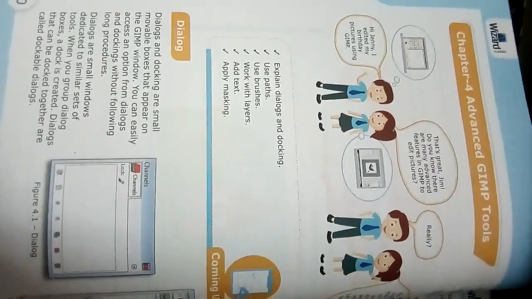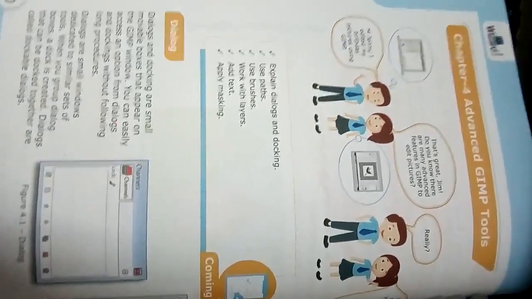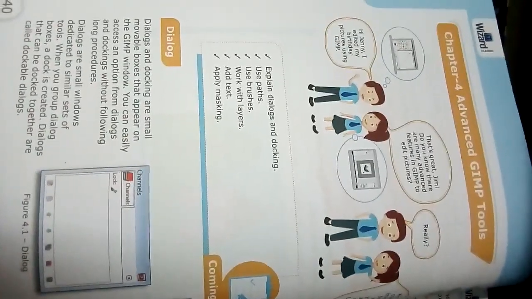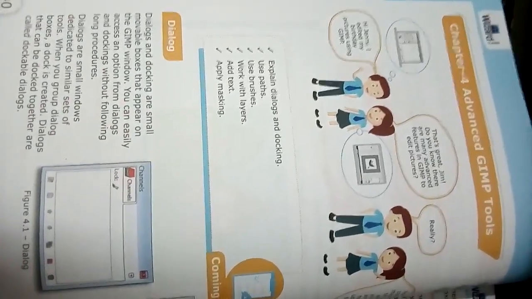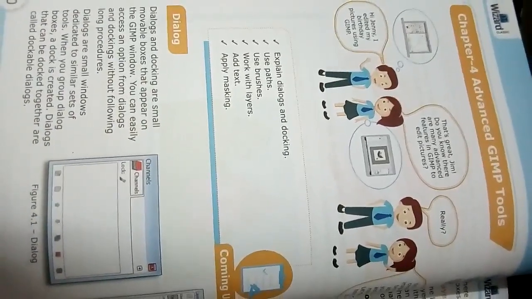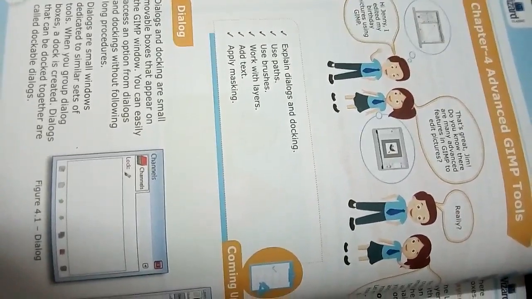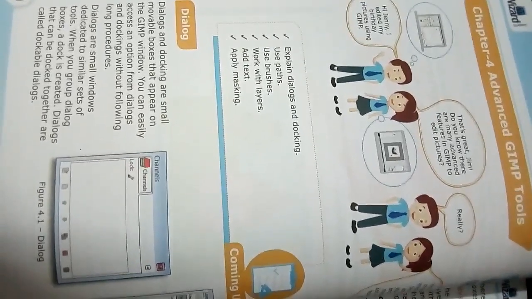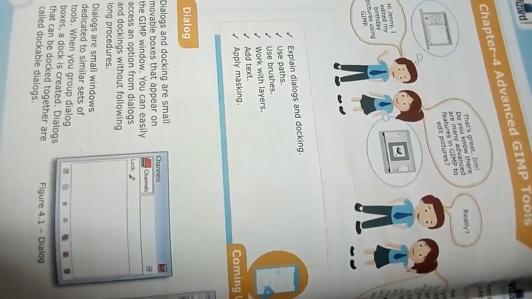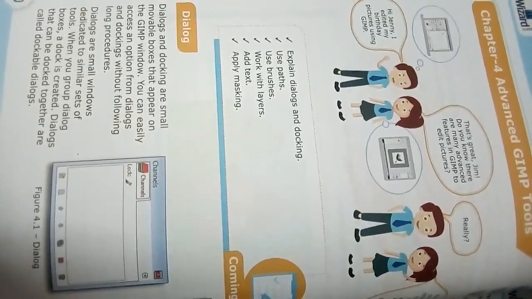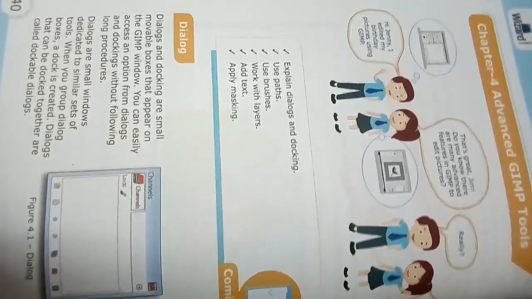Okay, so today we will start the new chapter, advanced GIMP tools. Here you can see the different types of dialog boxes, and docking also you can see. Docking means what? Docking means a collection of dialog boxes. Different types of dialogues are present in this dock.